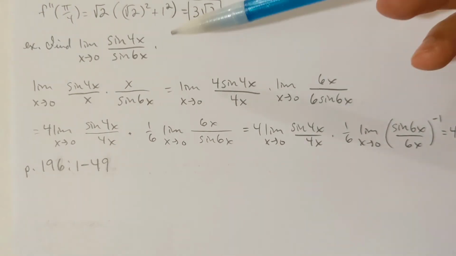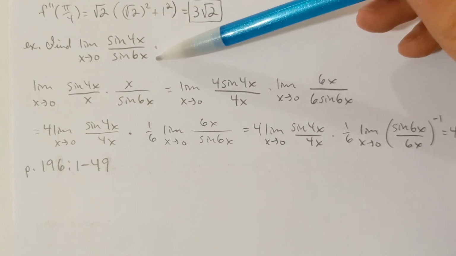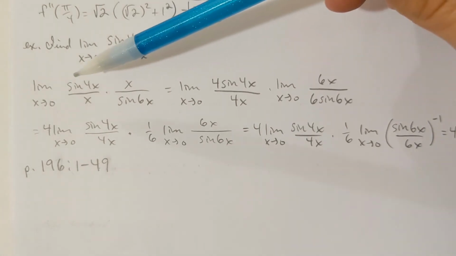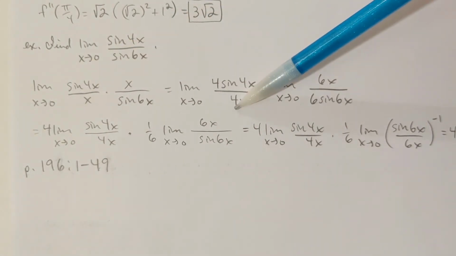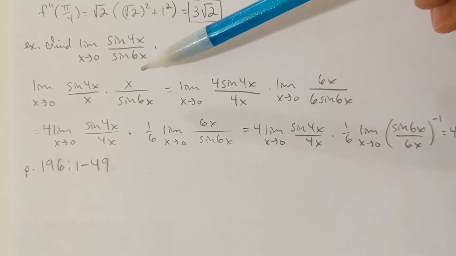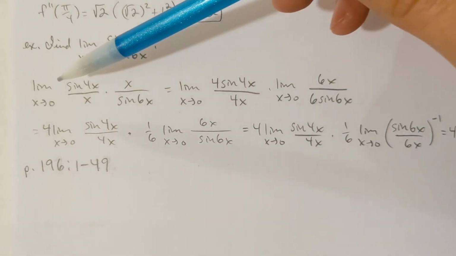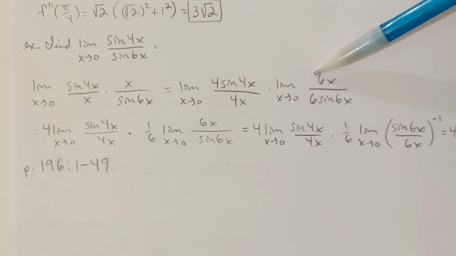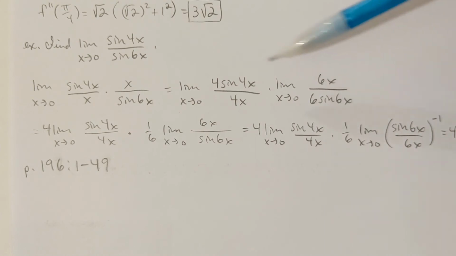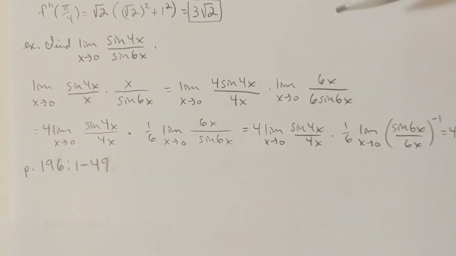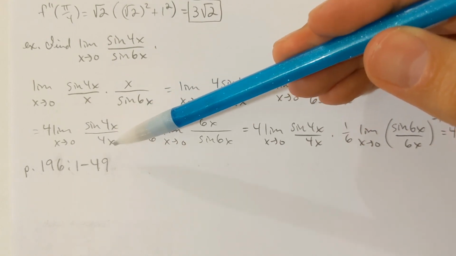So let's see, if I were to multiply the top and the bottom by x, then there's no harm with that, right? x over x is 1. Okay, let me also multiply the top and the bottom by 4, and I'll multiply the top and the bottom by 6. I'm also going to split this limit into two limits. Okay, now 4 is a constant that can come out of the first limit, and the limit as x approaches 0 of sine of 4x over 4x.